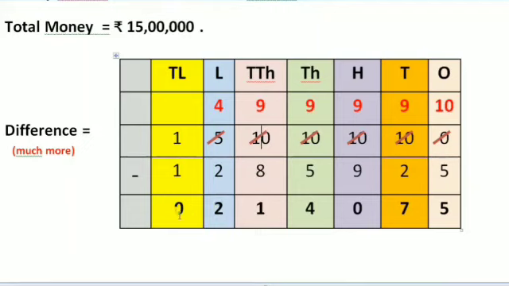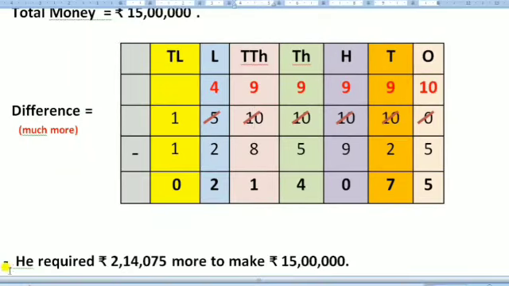So this way we have calculated our difference, and this answer, when written as a value, will become: he requires rupees 2 lakh 14,075 more to make rupees 15 lakh. This means this way he will require this much more value to make the total 15 lakh.